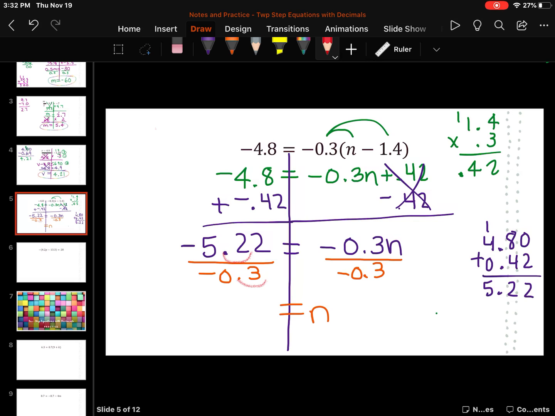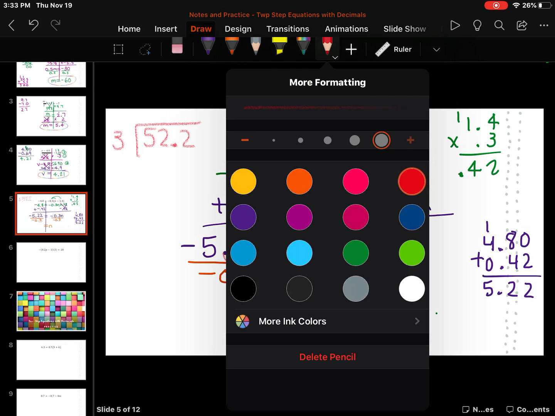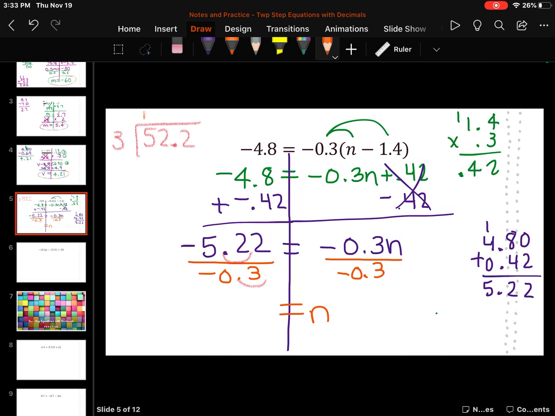So we should have 52.2 inside our house and 3 on the outside. When I do this division, 3 goes into 5 one time. Subtract, we're left with a 2. Bring down the other 2. 3 goes into 22 7 times to get 21. We're left with a 1. Bring down our 2. And now 3 goes into 12 perfectly 4 times. We're left with 0 and nothing else to bring down.